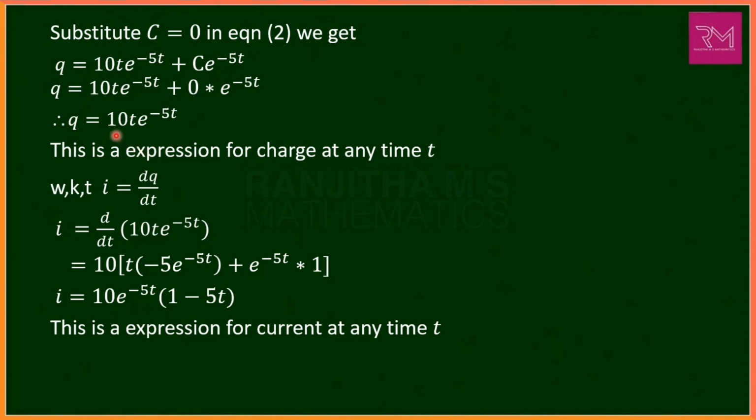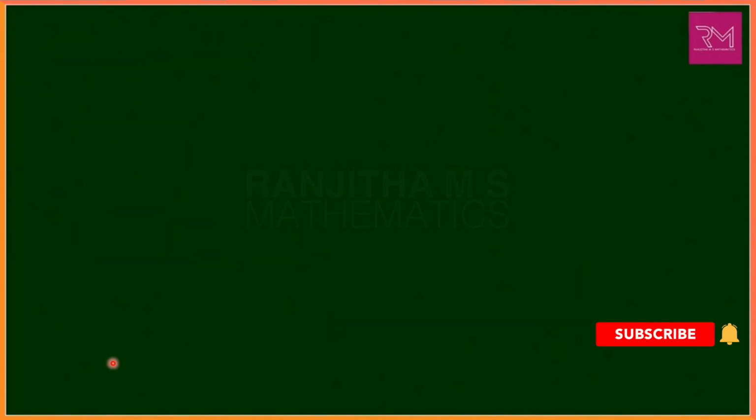Therefore, we can conclude this is an expression for current at any time t. So finally, we get a value of charge q as 10 into t into exponential power minus 5t. Using this, we get a value of current as 10 into exponential power minus 5t into 1 minus 5t. This completes the problem. We shall move on to another problem.